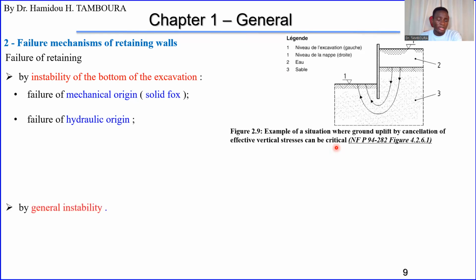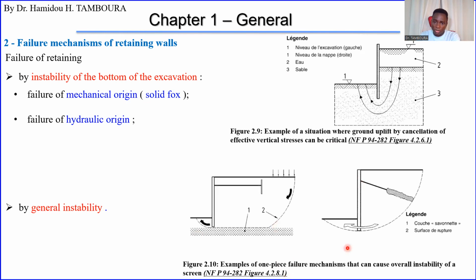Okay, the last category is general instability. This general instability means everything is collapsing, the ground and the wall. The ground will take the wall. This is an example. This figure is showing us two cases. First case is a non-circular failure surface. It goes like this.